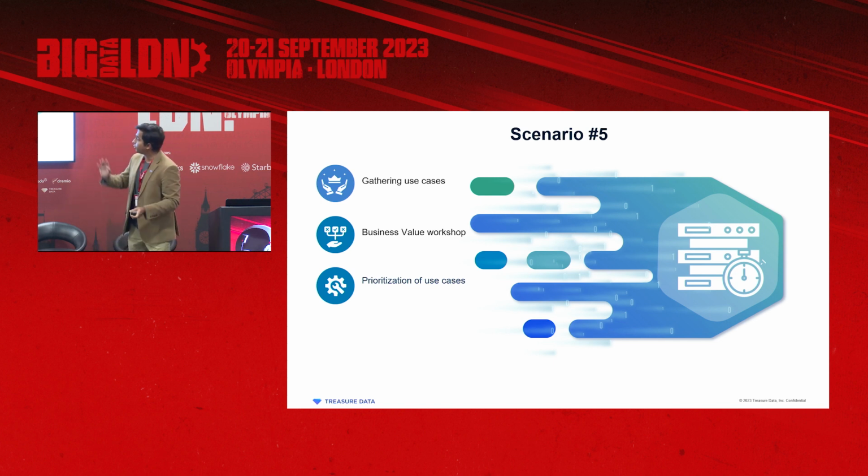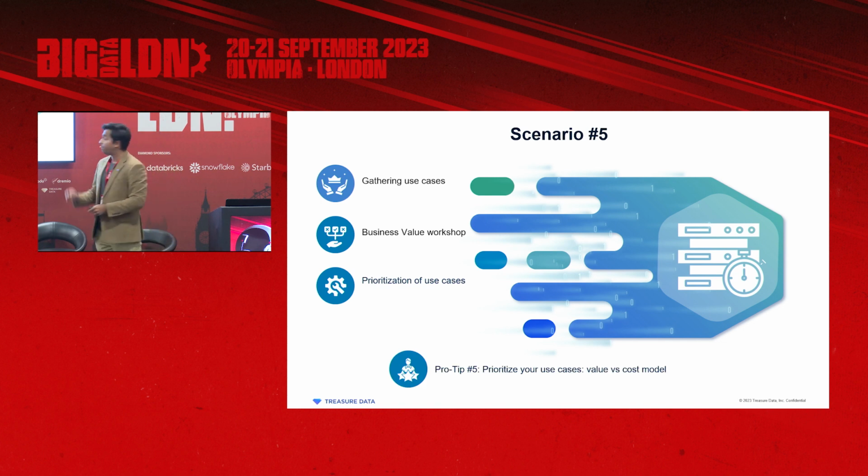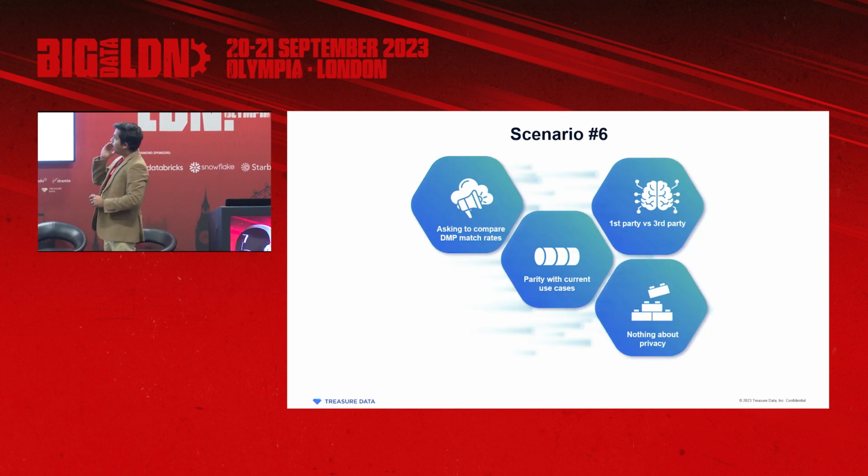So one of the most important lessons here is to prioritize your use cases, have a value against use case model, to make sure that if you have desirable use cases that you want to implement, again, crawl, walk, run. That's the approach. All right, last one.